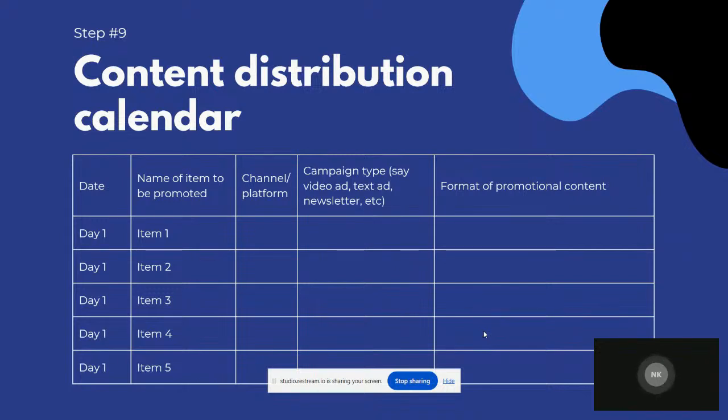which content item will you promote, which channel will you promote it in, what campaign type will you use to promote it, will you include that in your newsletter, will you run an ad with it, what is the format of the content, is it a carousel, an article, a white paper, whatever it is. So basically that's what a content distribution calendar is. You don't have to necessarily follow this format, but I hope you get the idea of the importance of putting a content distribution calendar together.